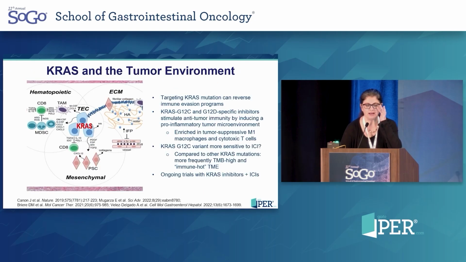Now again, we alluded to the fact that KRAS shapes the tumor microenvironment in pancreatic cancer. And there is preclinical data that targeting KRAS can basically reverse immune evasion. And therefore, we do expect that after we treat a patient with a G12C or G12D inhibitor, maybe they may respond even better to second-line or third-line therapies, and combinations with immune checkpoint inhibitors are certainly ongoing.